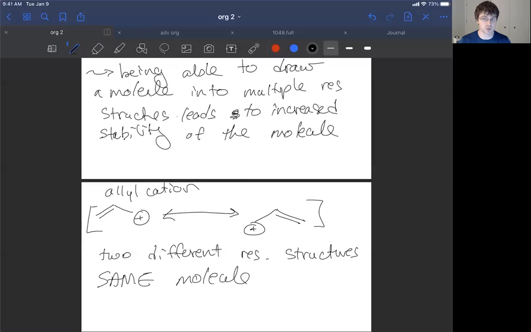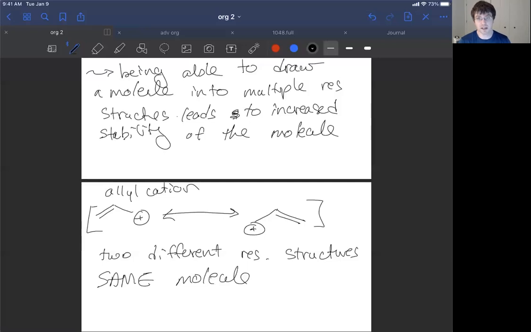Here, resonance structures are showing a different distribution of electrons. On the left side, we have the double bond extending between the left two carbon atoms, but on the right side, we have the double bond extending between the right two carbons. Now we can show that the electron deficient center is on the right side in the left structure, and the left side in the right structure. So we have two structures to describe the same molecule.